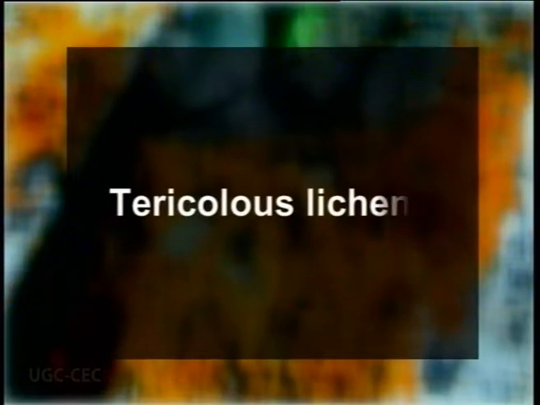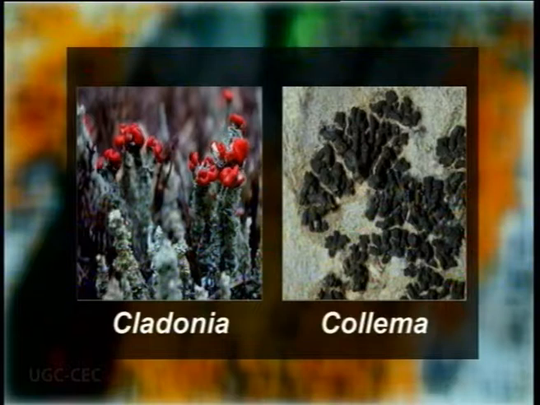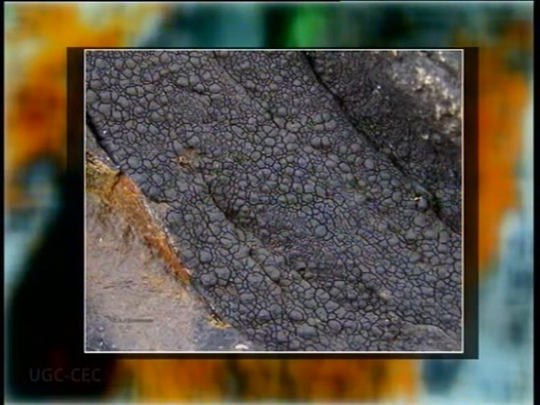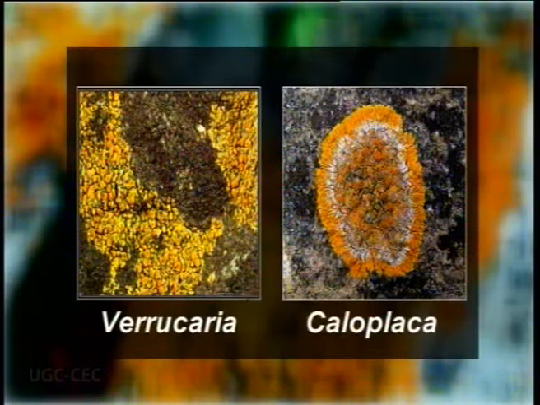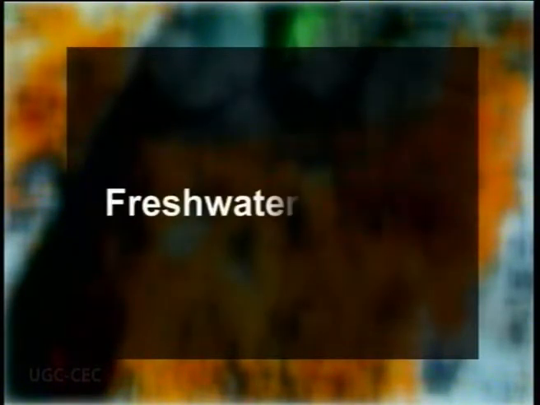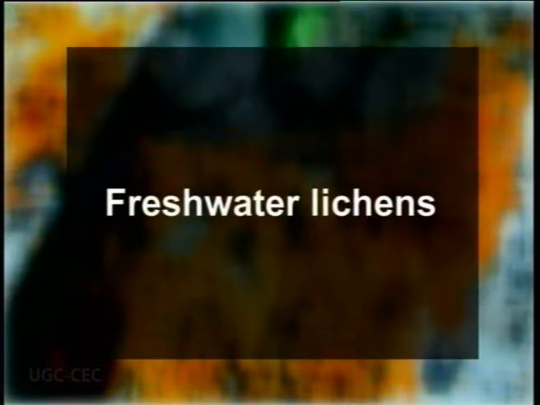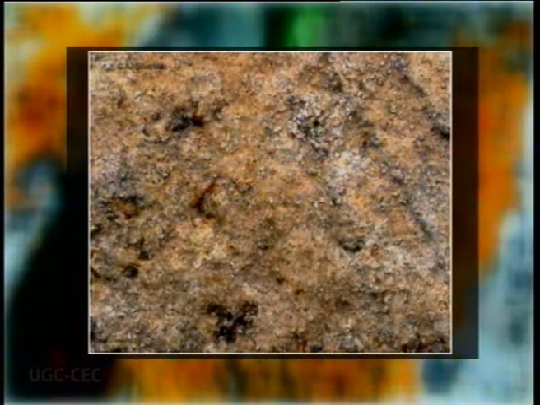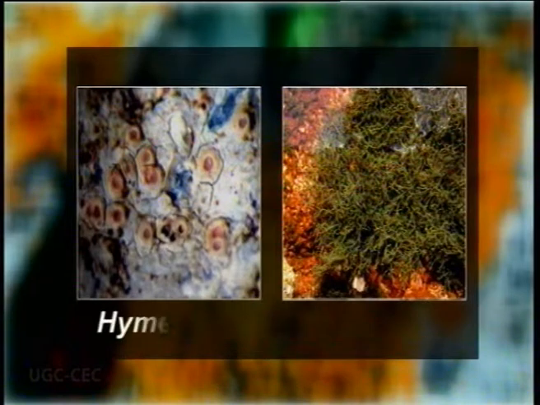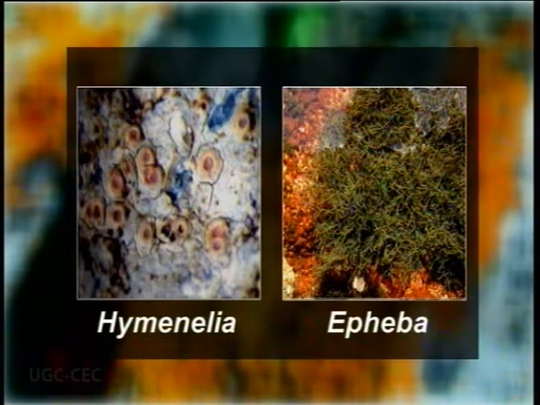Fourth group of these lichens is terricolous lichens. These lichens grow on the ground. For example, species of Cladonia and Collema. Fifth group of such lichens is marine lichens. These lichens develop on siliceous rocky shores of sea. For example, species of Verrucaria and Caloplaca. And last group of these lichens is freshwater lichens. These lichens develop on hard siliceous rocks in freshwater. For example, species of Hymenelia and Ephebe.